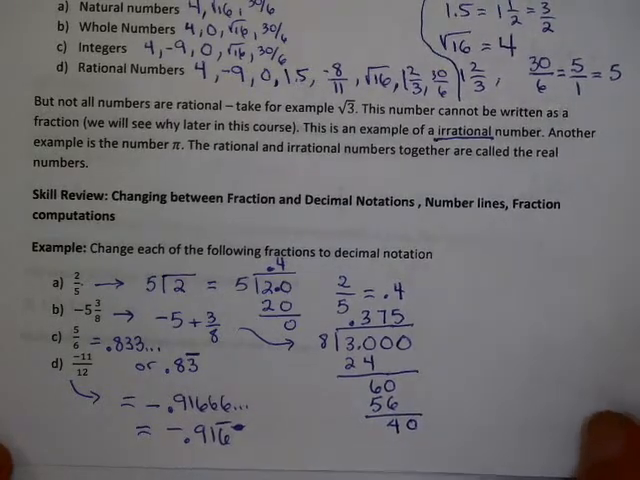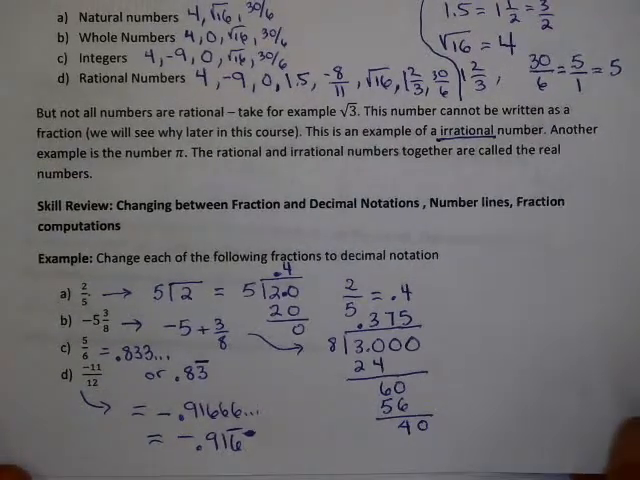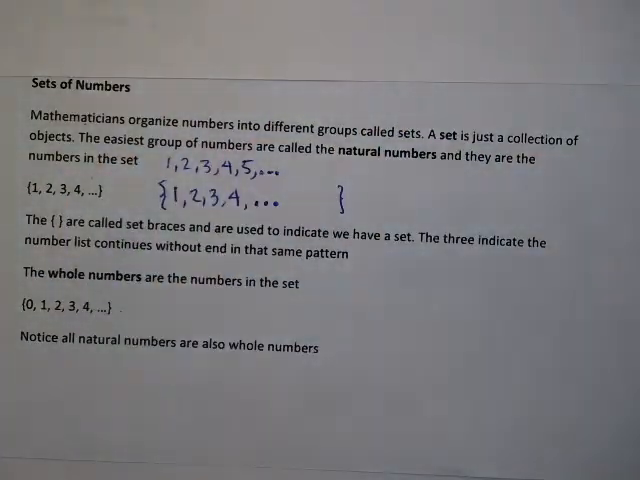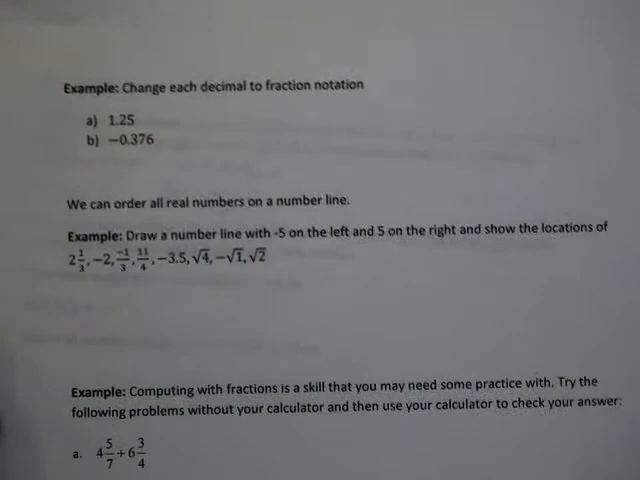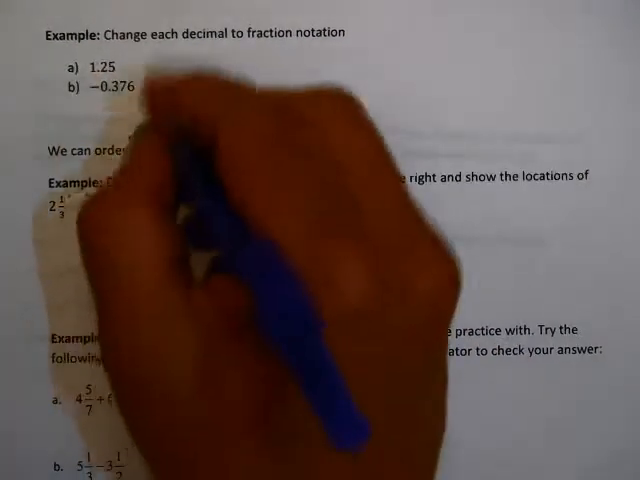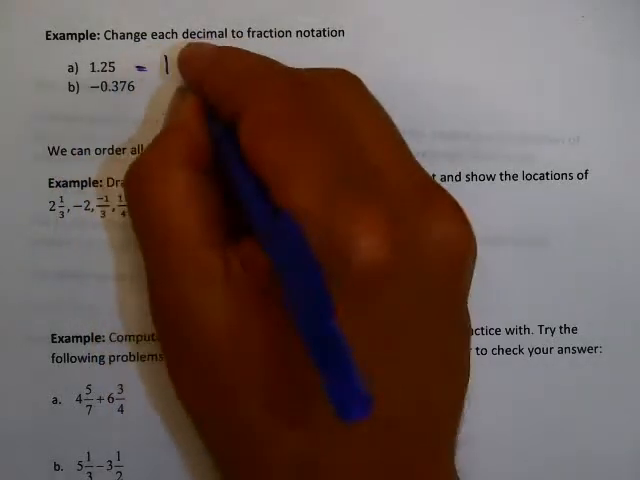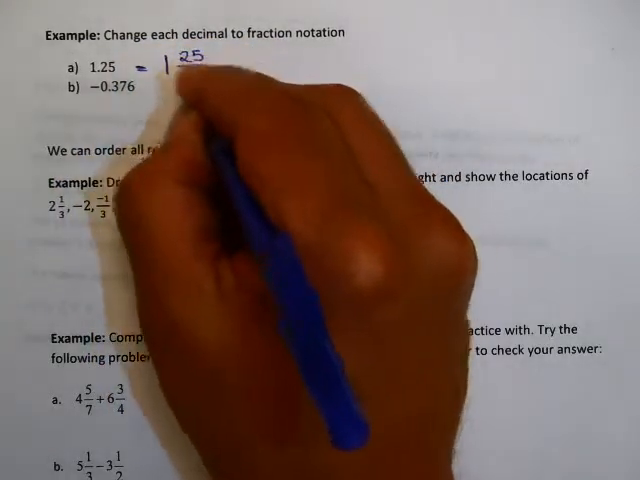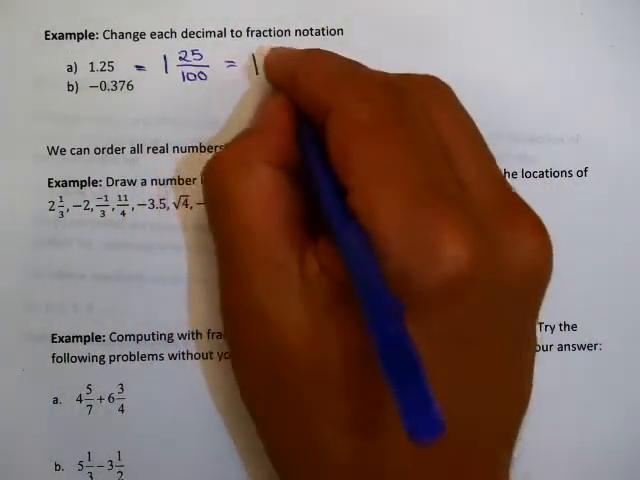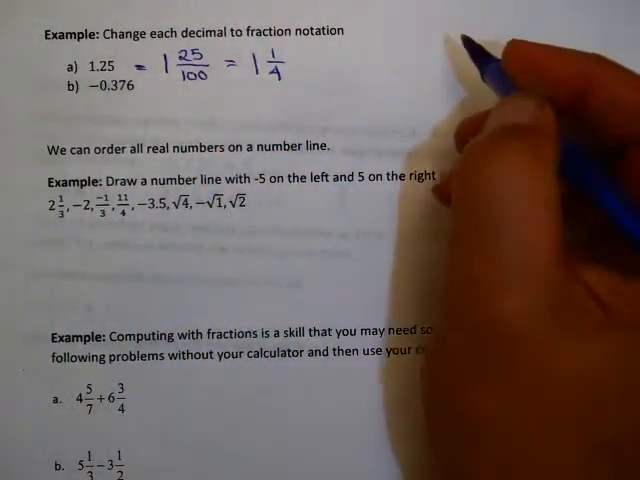So hopefully you remember a little bit about converting fractions to decimals. What about converting decimals to fractions? Well, we're just going to use place value. 1.25 is 1 and 25 100ths. Okay, that's the hundredths place. 25 100ths is 1/4 if you reduce that fraction.